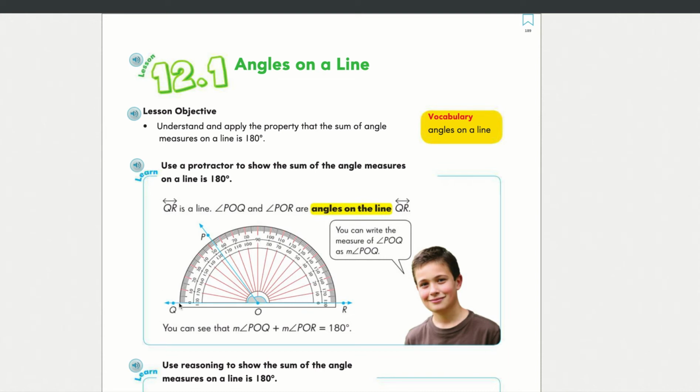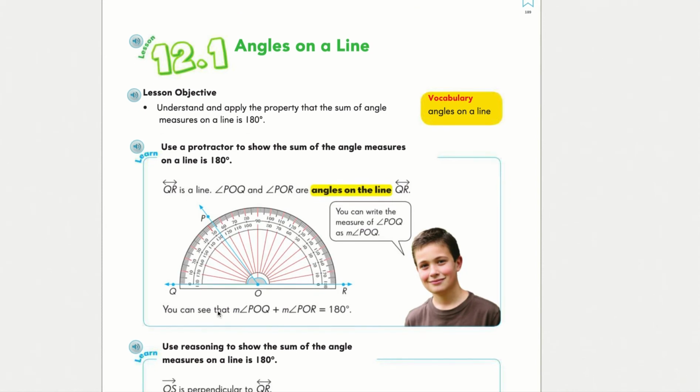So if you go from 0 all the way around, you will see that you land at 180. QR is a line. POQ and POR are angles on the line. So you can write the measure of angle POQ as m∠POQ. So you can see that the measure of POQ plus the measure of POR equals 180. So if you add this angle together with this angle, you would get 180.